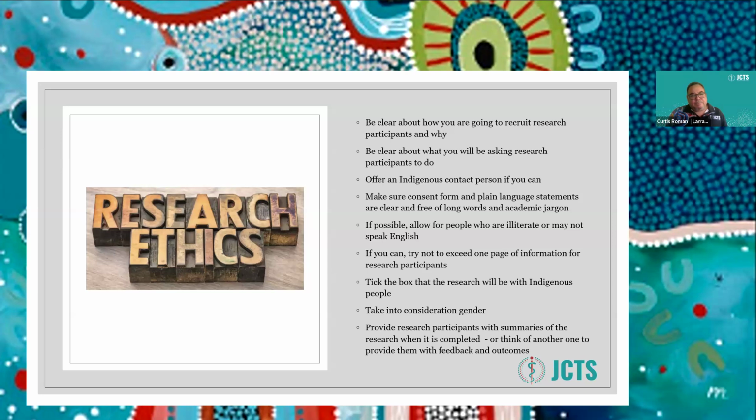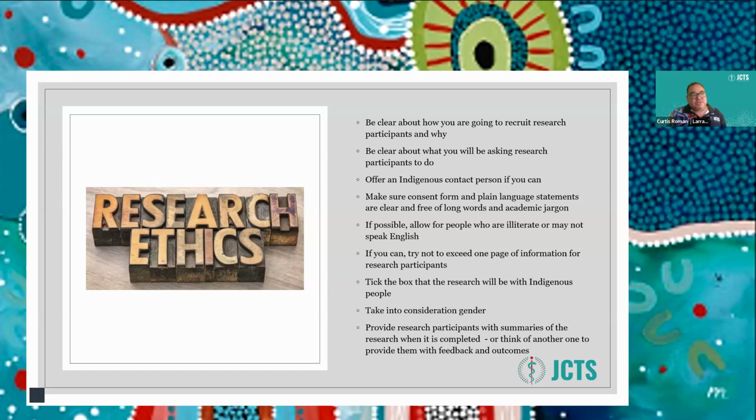Research ethics are really important, but very simple. So the best approach that you can take when it comes to doing qualitative research is just to be clear about how you are going to recruit research participants and why. So when you're filling out your ethics form, don't say, I'm going to be interviewing 6 to 10 Indigenous people about gambling addictions. You need to say how you are going to recruit those people, because that's when people are able to determine if that recruitment is ethical.